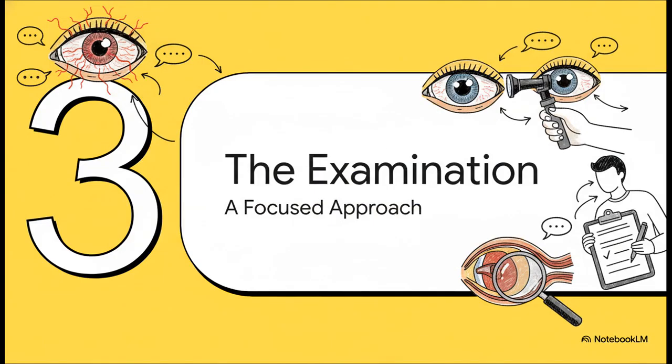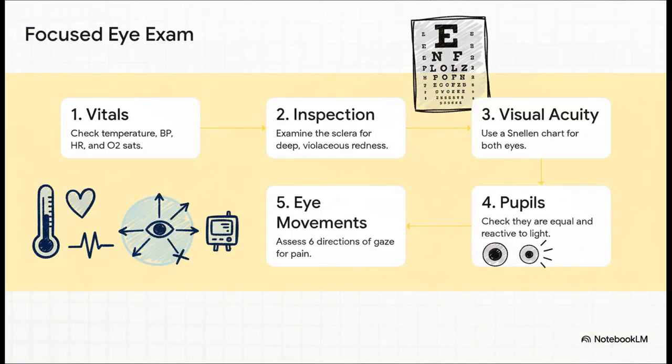Let's move on to the examination. In an OSCE, you have to talk through what you're doing. The examiner can't read your mind, so verbalize every single step of your focused eye exam to get all the marks. Keep the examination sharp and to the point. Start with a general look and vitals. Then get to the eye itself. You need to inspect it, check her vision with a Snellen chart, assess her pupils, and then test the eye movements in all 6 directions.